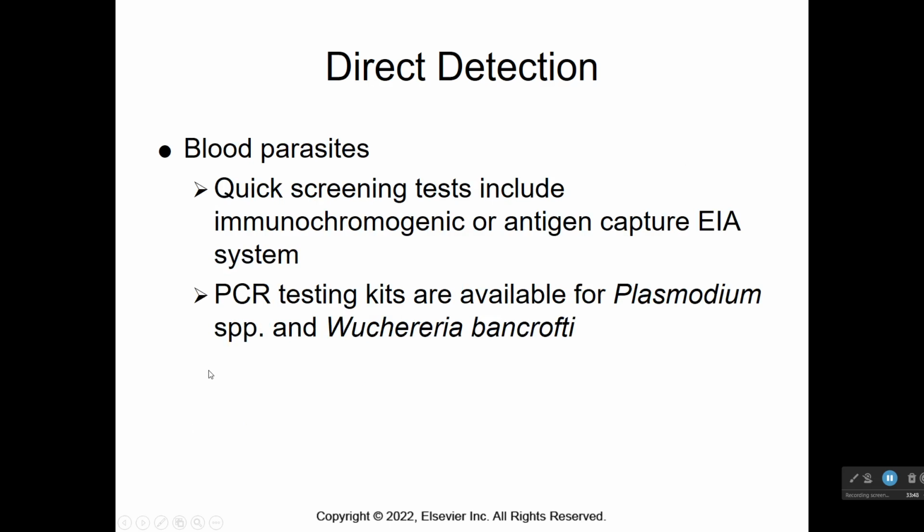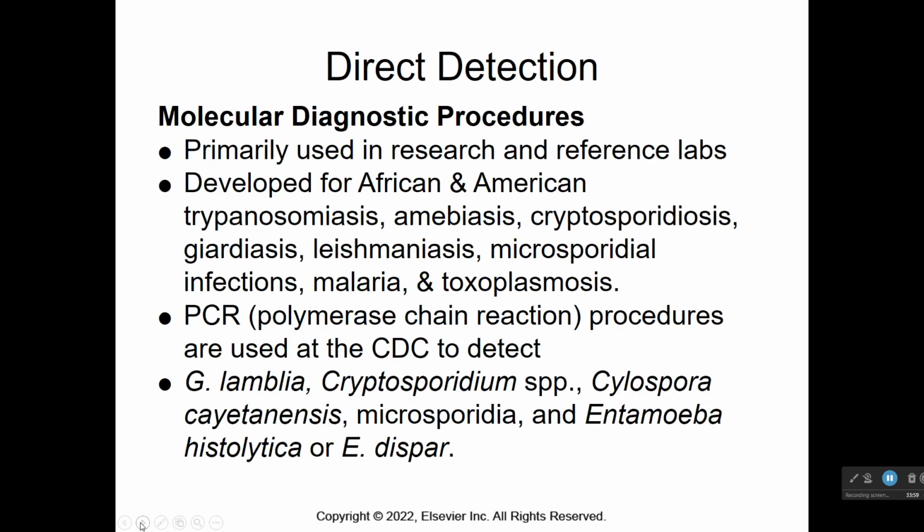With our blood parasites, there are some antigen methods to detect these. There are some PCR kits that will detect Plasmodium that causes malaria. There are some molecular techniques. Even though we're starting to see more molecular testing done in the clinical laboratory, these types of tests you're generally not going to see in the clinical lab. There'll be research and reference labs. This was mostly developed for trypanosomiasis, amoebiasis, cryptosporidiosis, giardiasis, leishmaniasis, microsporidial infections, malaria, and toxoplasmosis.